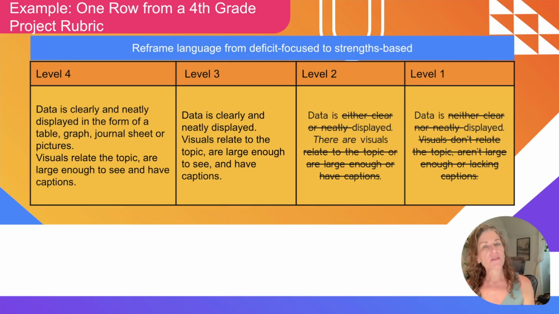For example, instead of saying data is not clear or neat, let's just say it's there. I'm not going to make a judgment on whether it's good or bad. I just want to make sure they have it there. So I say data is displayed.